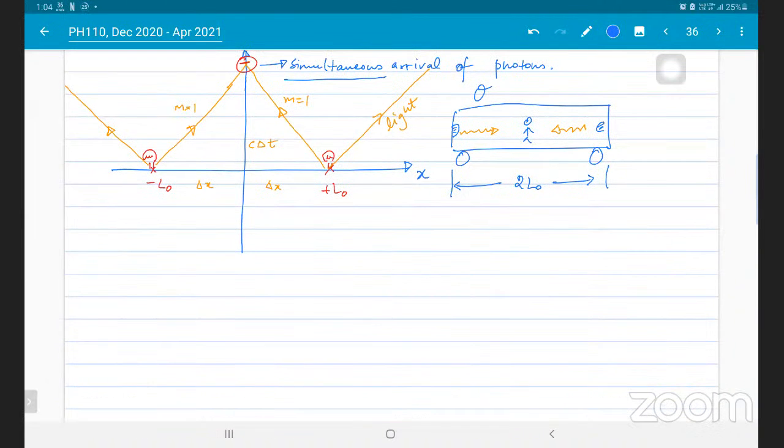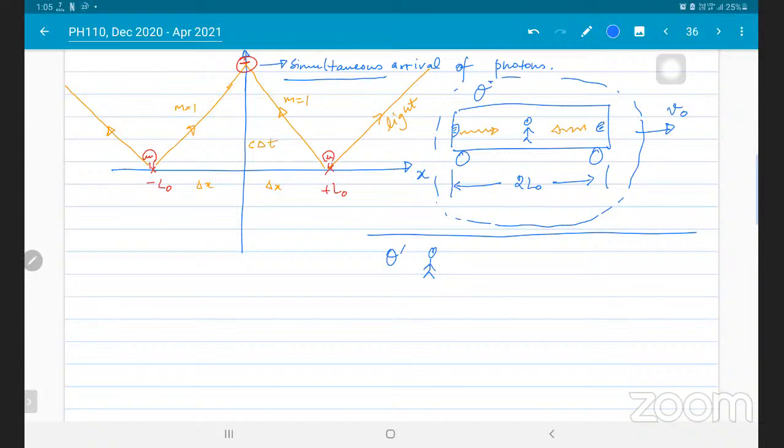Now I have another observer, O prime, right? And this is a train car. So let me say that this train starts moving with some velocity v naught in the positive x direction as seen by O prime. And O prime is some person, let's say, standing on the station platform where the train is located.